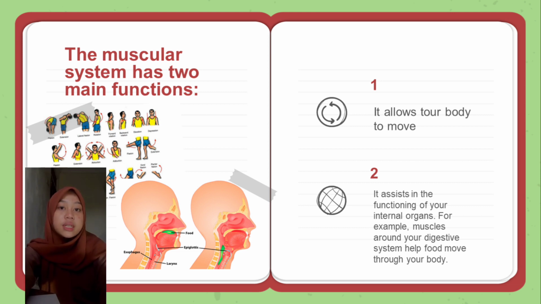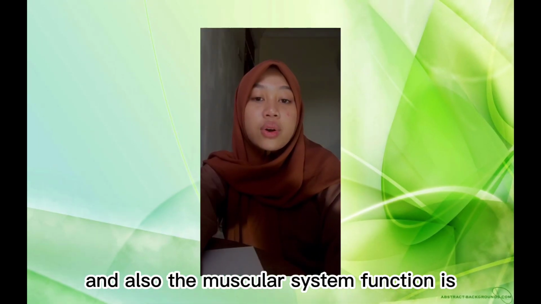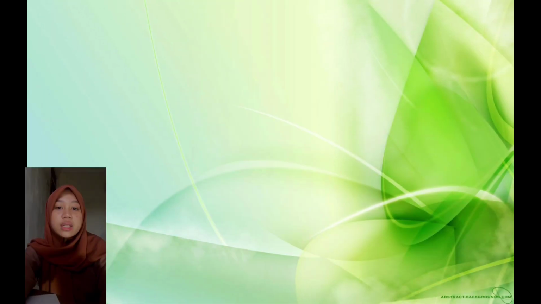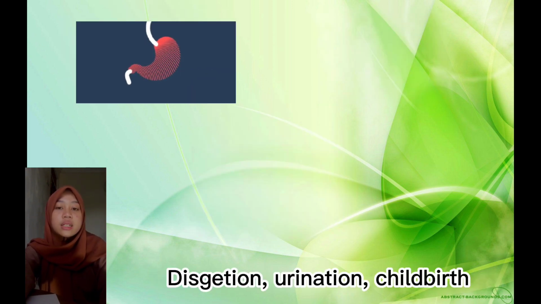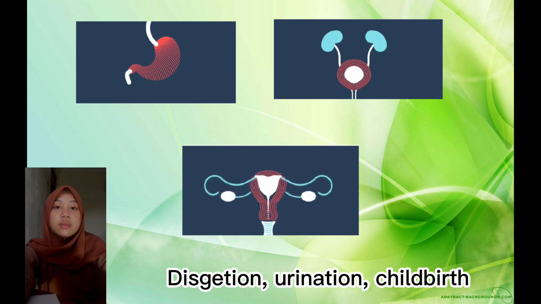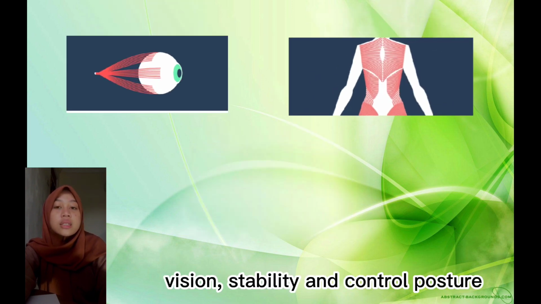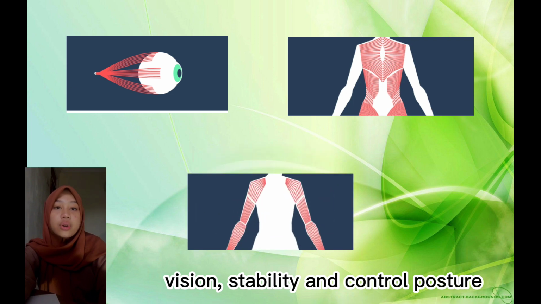The muscular system has two main functions. Number one, it allows your body to move. Number two, it assists in the functioning of your internal organs. For example, muscles around your digestive system help food move through your body. The muscular system's functions also include mobility, circulation, respiration, digestion, urination, childbirth, vision, stability, and control of posture.